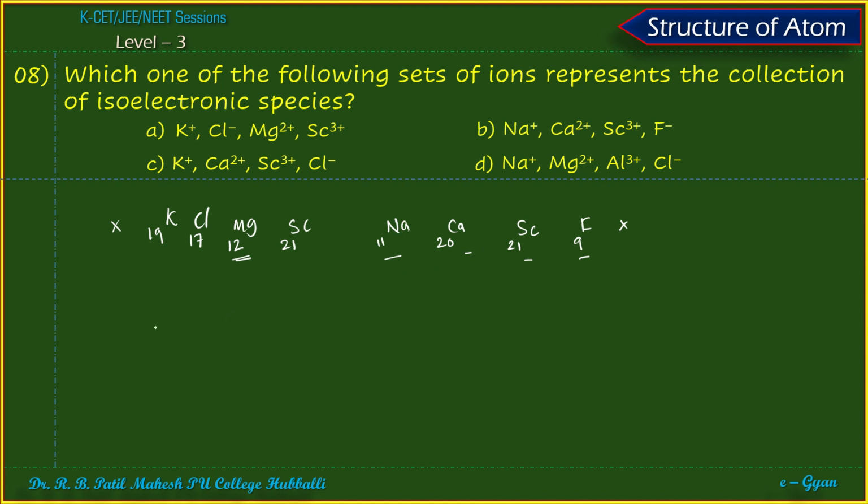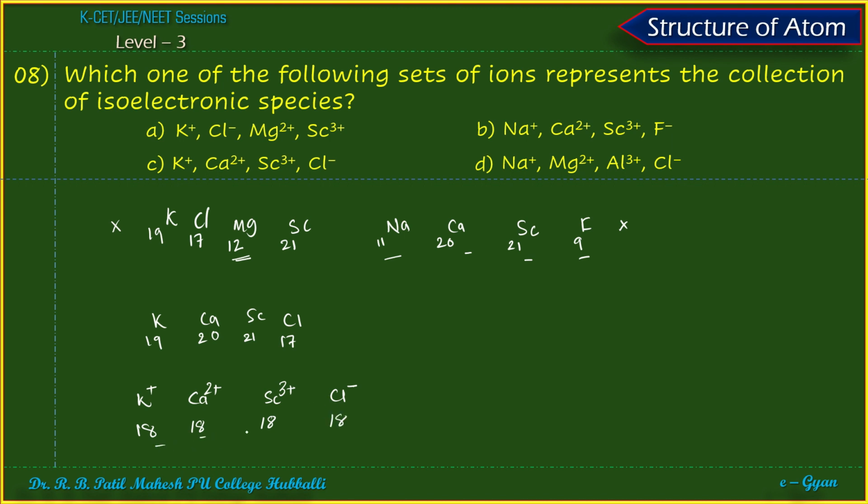Moving to the next one, option 3: potassium is 19, calcium 20, scandium 21, and chlorine is 17. So we can consider K plus: 19 electrons, now it becomes 18 electrons because of loss of 1 electron. Calcium 2 plus, that is 20 electrons minus 2, 18 electrons now. Scandium 3 plus, 21 atomic number, minus 3 means 18 electrons. Cl minus, 17 electrons, by the addition of 1 electron becomes 18.